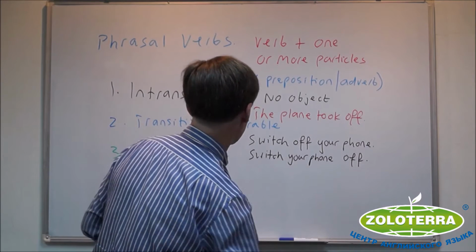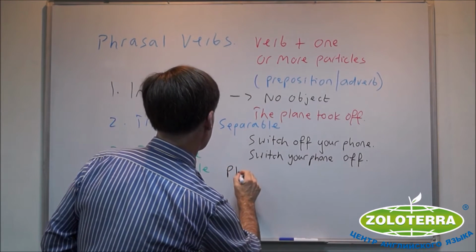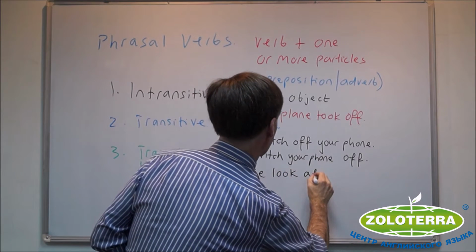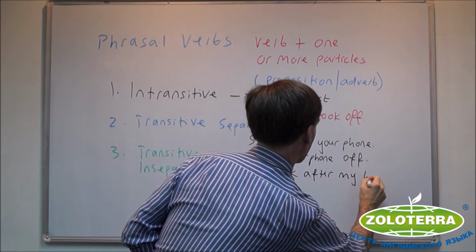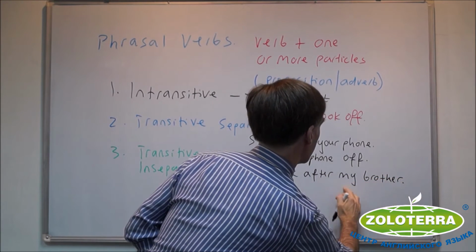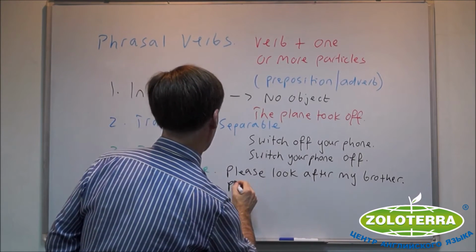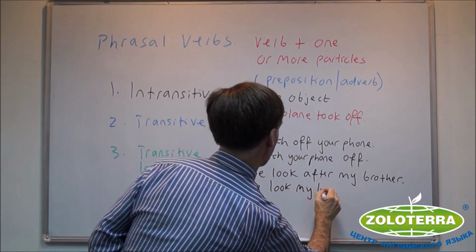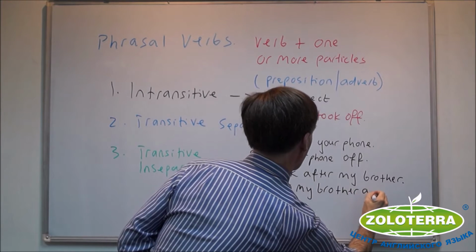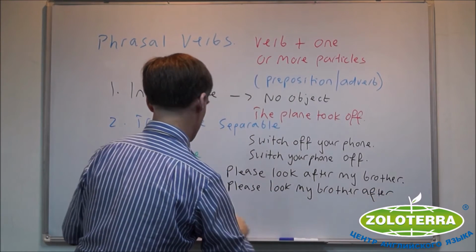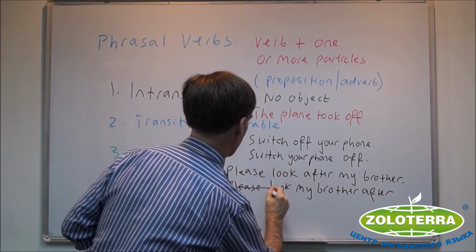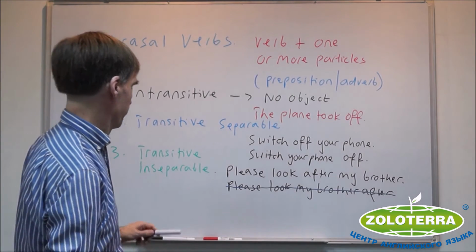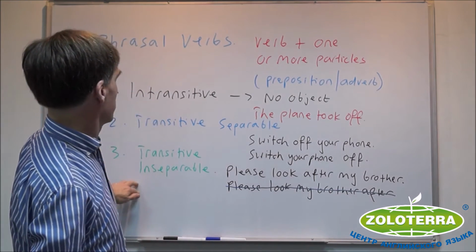Different colour. Please look after my brother. The object must be here. We cannot say, please look my brother after. It's not allowed, it doesn't make sense. So these are three different types of phrasal verbs.